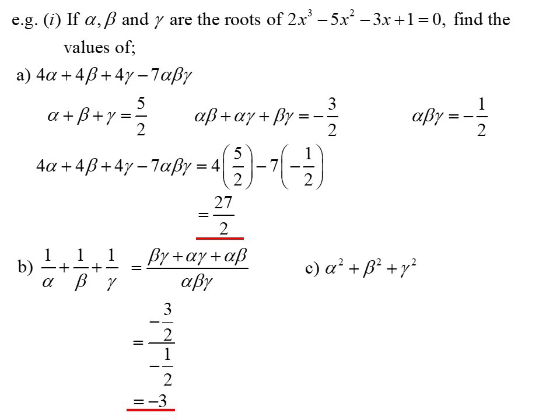There's the other common one, the sum of the roots squared. But that will be the sum of the roots 1 at a time squared minus 2 times the sum of the roots 2 at a time.